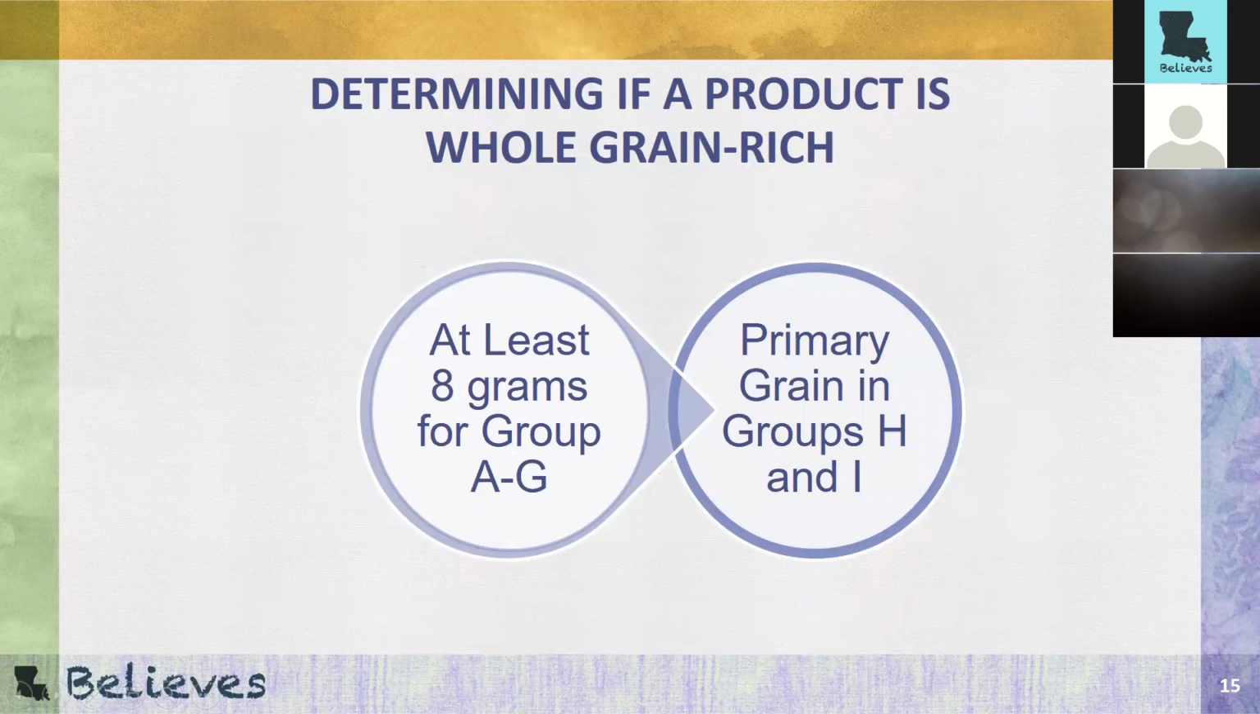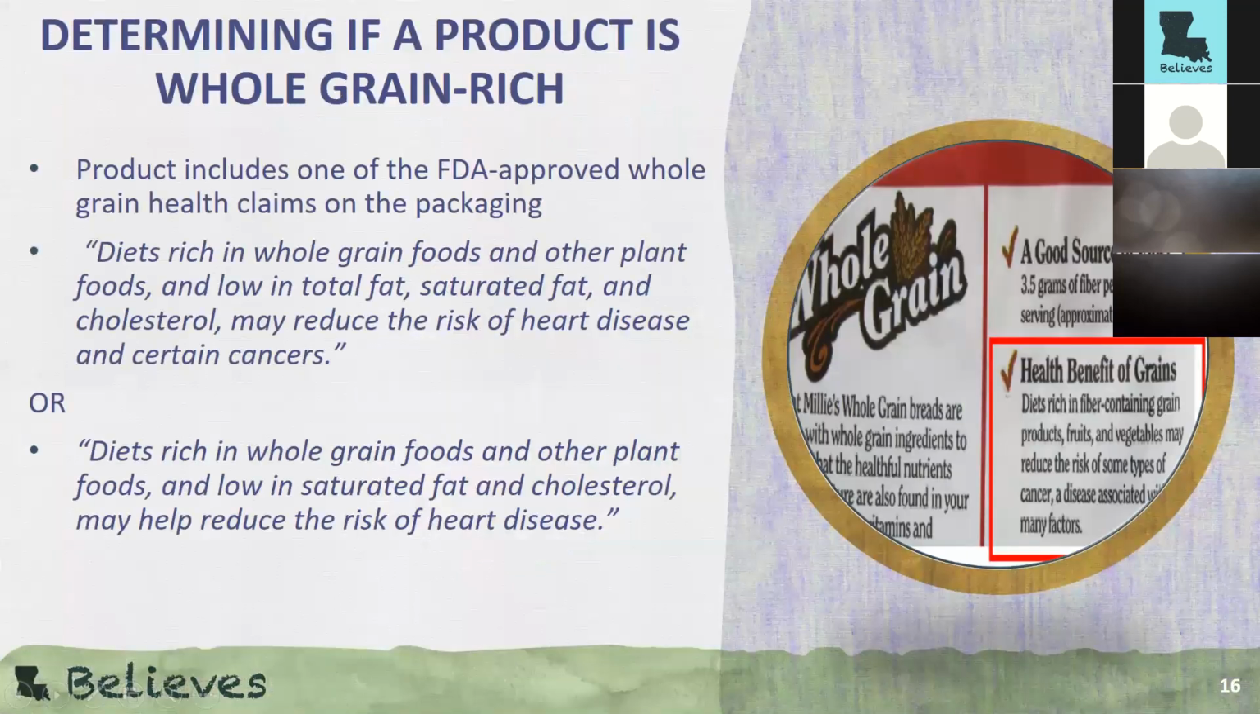So to determine if a product is whole grain, the whole grain per ounce equivalent has to be at least equal to 8 grams or more for groups A through G on the Exhibit A chart. For groups H and I, whole grains must be the primary grains, with other grains being enriched. We can also determine if a product is whole grain rich if the product includes one of the FDA approved whole grain health claims on the packaging. And this slide shows the FDA approved statements that could be used.